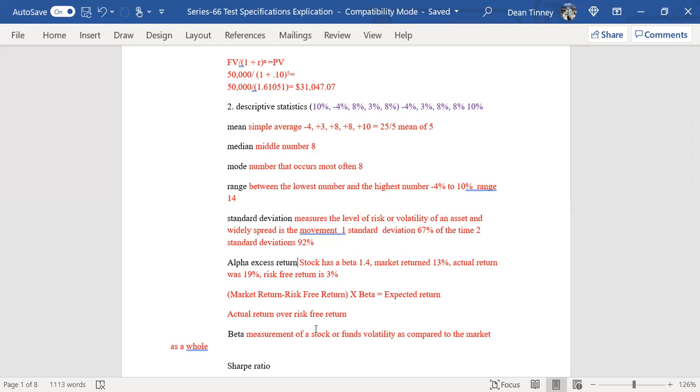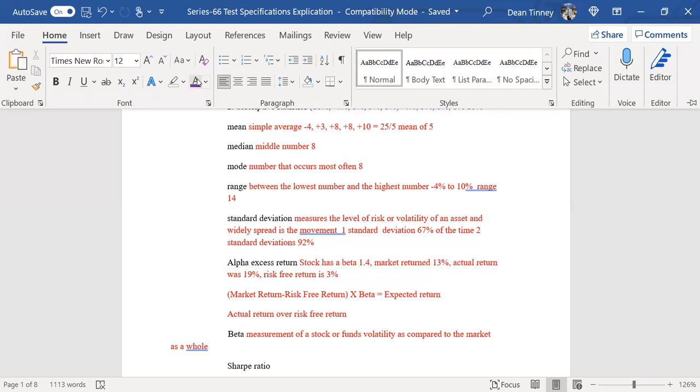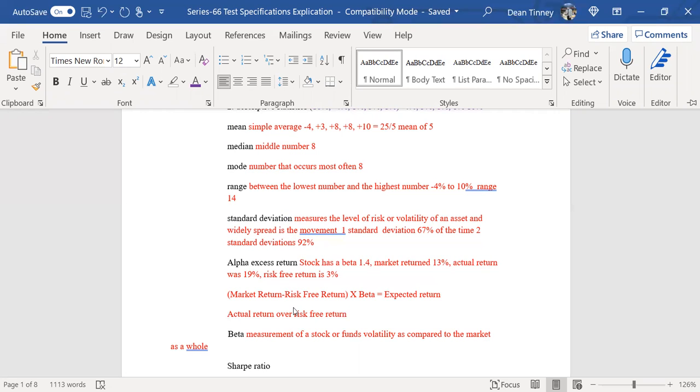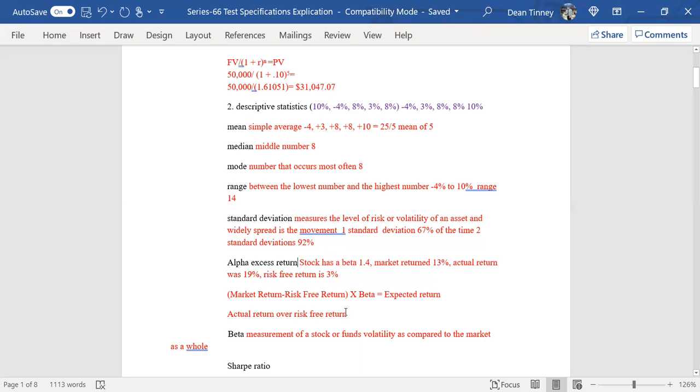And then we say the market has returned 13%. The actual return was 9%. And we say that the risk-free rate of return is 3%. Sometimes people miss questions because we can assume whatever risk-free rate of return we want. Some people use treasury notes, some people use T-bills, but the given information here is 3%. So my point is, don't get too hung up on that.